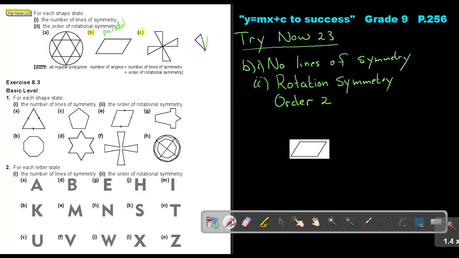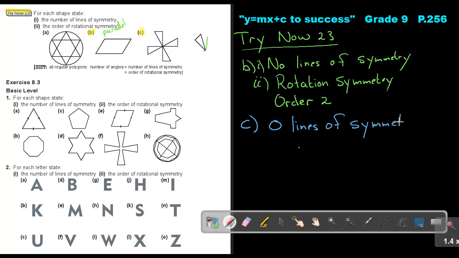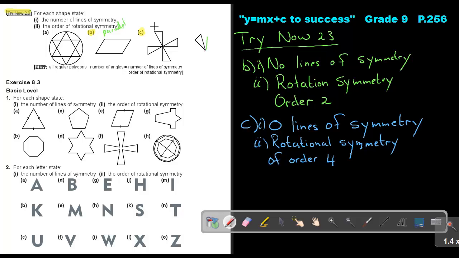Okay, so let's start writing that one down. So we are going to say it's number C, and we're going to say it's zero lines of symmetry. And we're going to say it's rotational symmetry of order 4, because it fits 4 times.